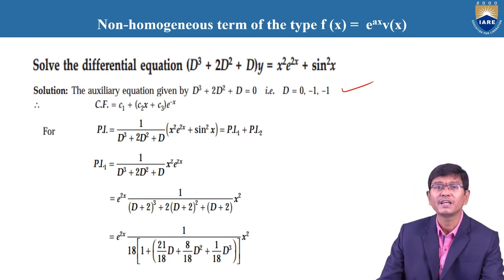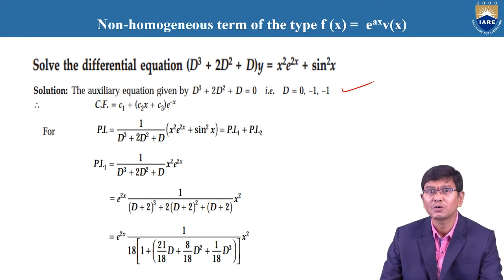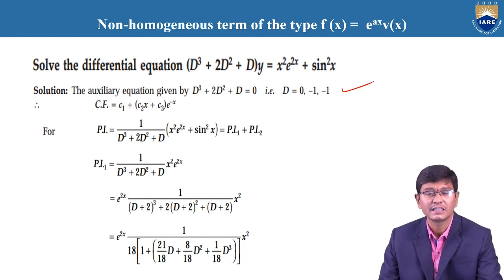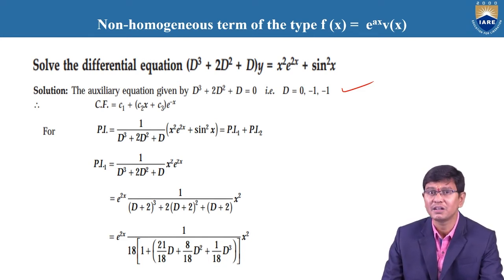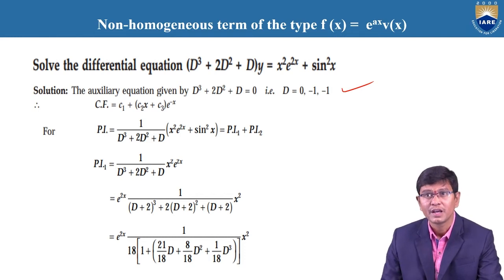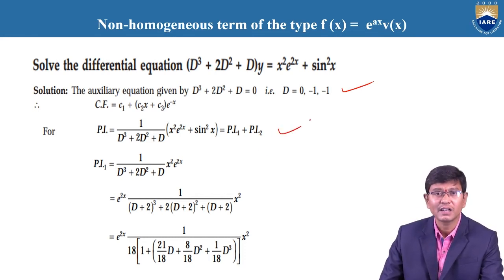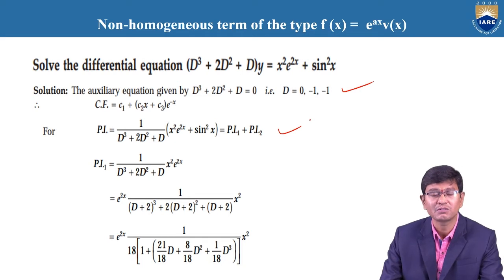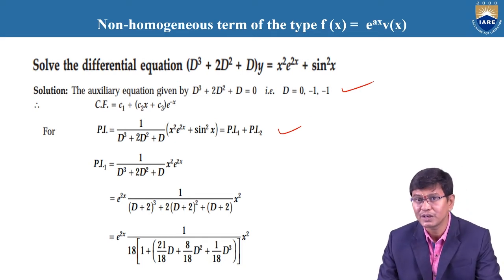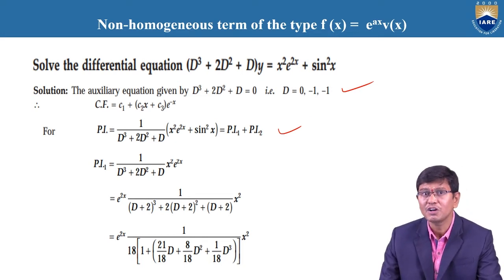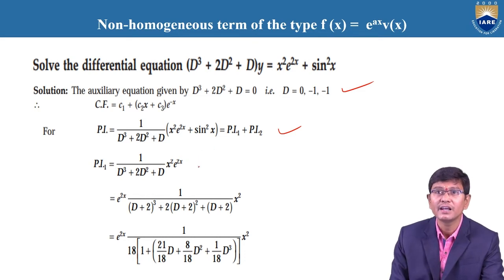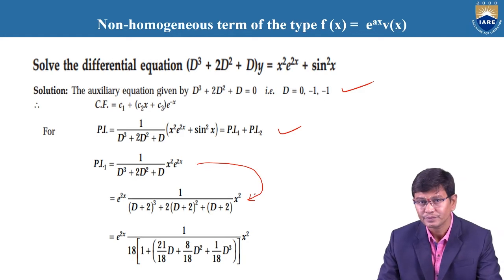Here we observe that it is possible to divide it into two parts. Consider particular integration 1 and particular integration 2. Here, particular integration 1 is nothing but 1 by d cube plus 2d square plus d into x square into e power 2x. Observing this, it is e power ax into v, where v is nothing but x of x.